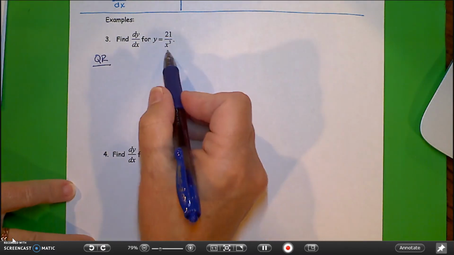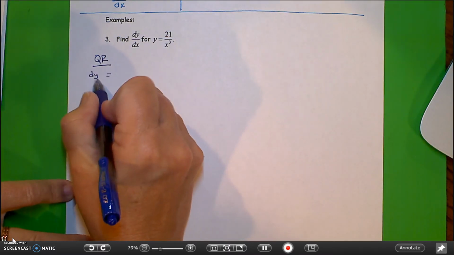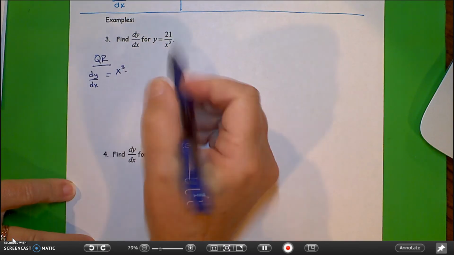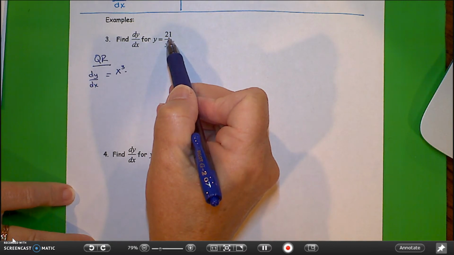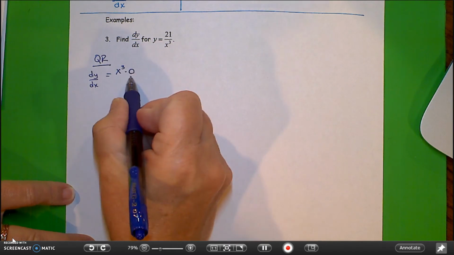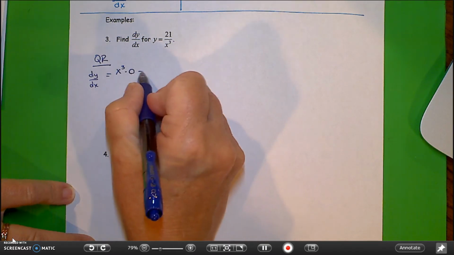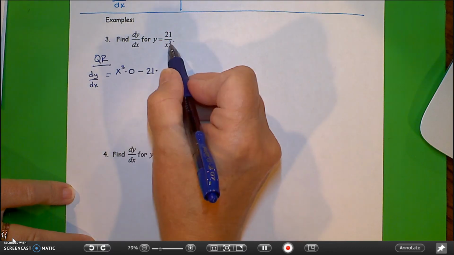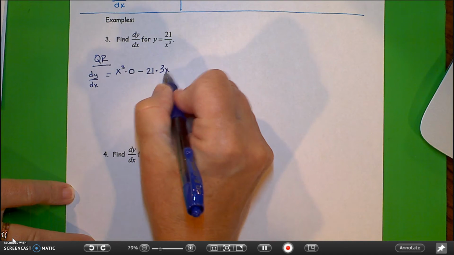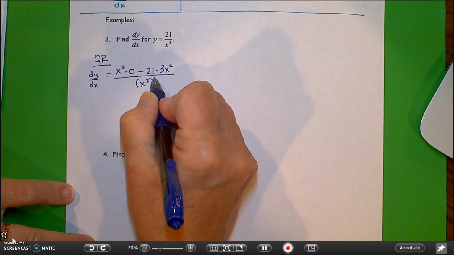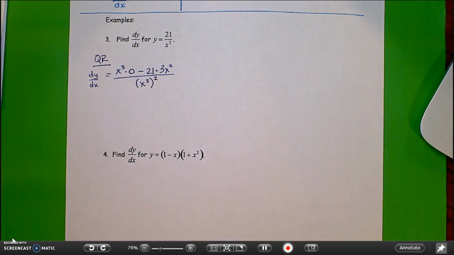So the quotient rule, of course, we always know for dy dx, you start with the bottom function, x cubed, times the derivative of the top function. Well, the top function is 21. The derivative of a constant is just 0. So the first part of this is x cubed times 0, minus the top function, 21, times the derivative of the bottom. That's going to be 3x squared, all over the bottom function, x cubed squared. Okay, so that's your quotient rule pattern that we have to follow.